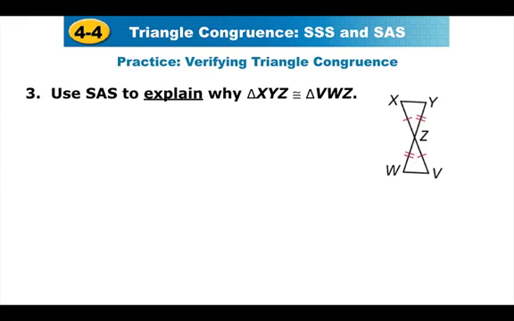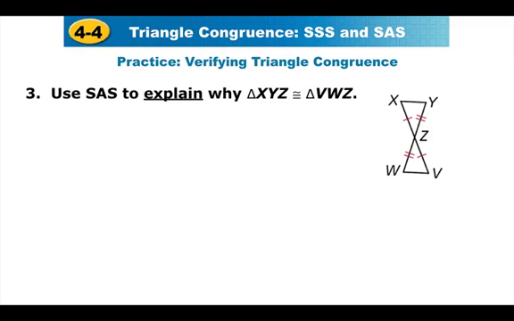This one's just a little bit different. It says use side angle side to explain why triangle XWZ is congruent to VWZ. It's sort of like a proof, but you're going to explain this using some sort of paragraph format. So here we go. So this is how we're going to start out.